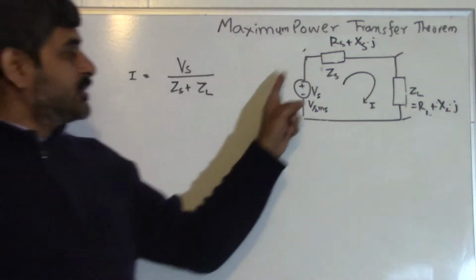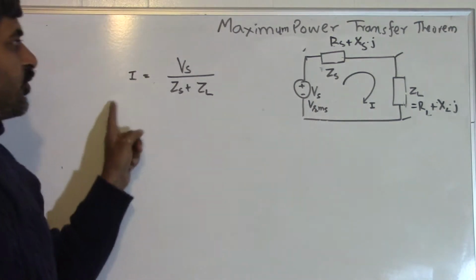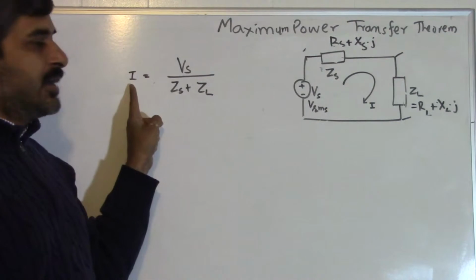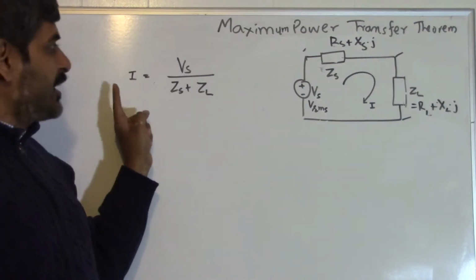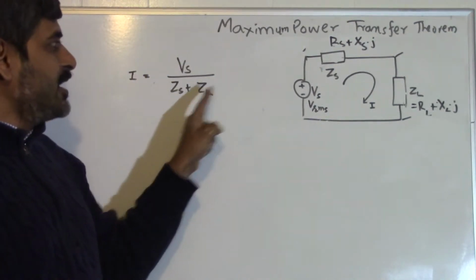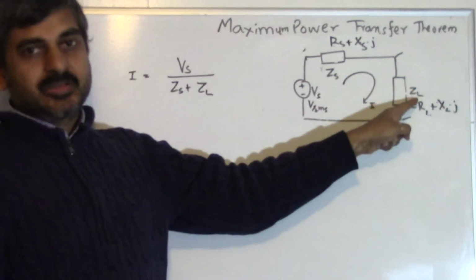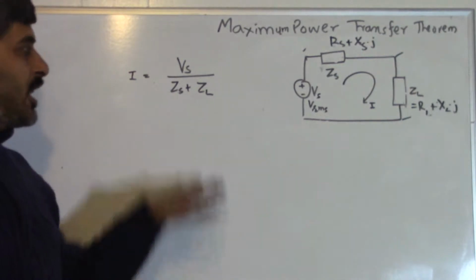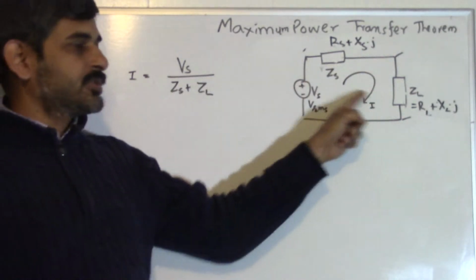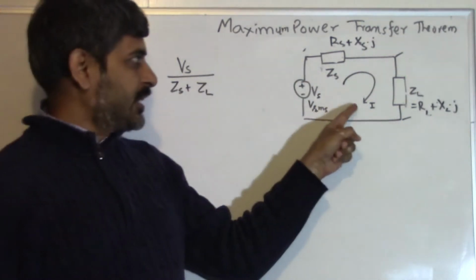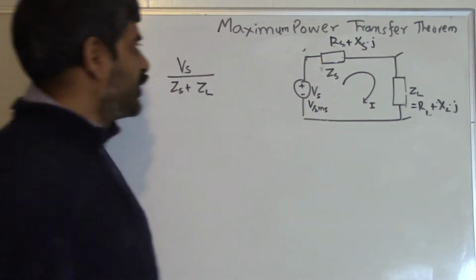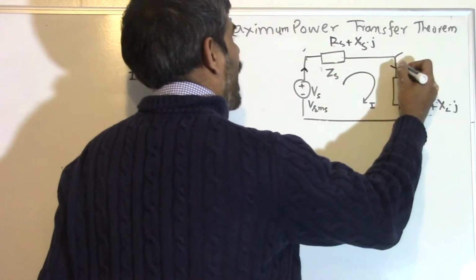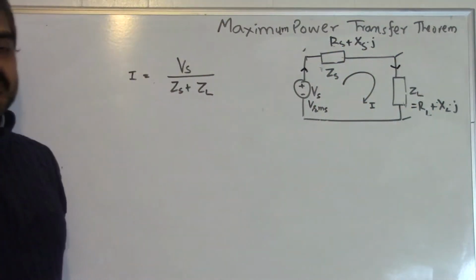So for this circuit, let's apply the Kirchhoff voltage law, and from it we get I, as a phasor, equal to Vs divided by Zs plus ZL. I have not done anything special here, just applied the Kirchhoff voltage law to get this current flowing. This current, which I show with this arrow, is going to be the same in the source resistor as well as the load resistor.